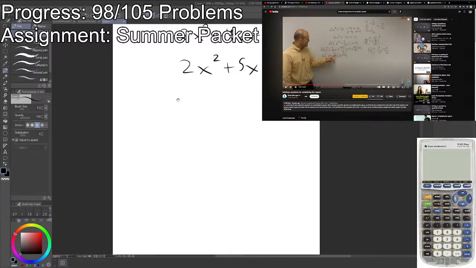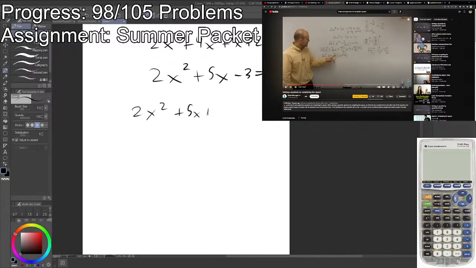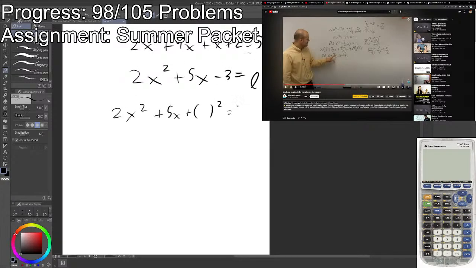Alright, completing the square again, I guess. I guess I should have just kept the 5 over because I have to move over anyway. Remember? Five over 2.